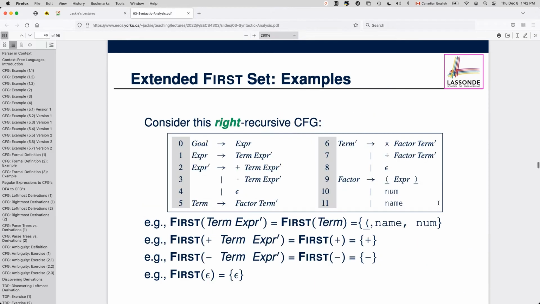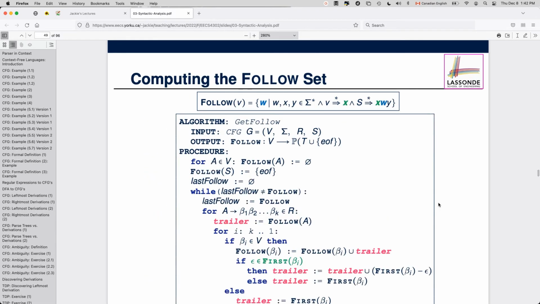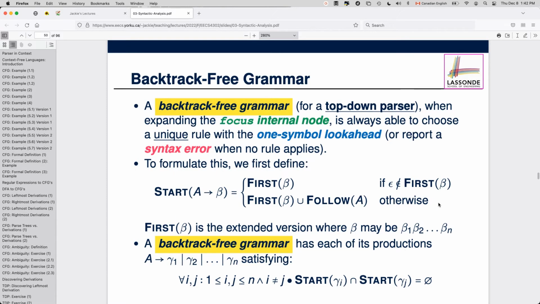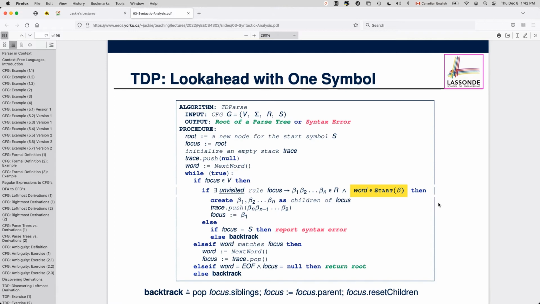And then the one we just looked at, slide 49, Follow. Slide 49, Follow. And then that'll be the top-down.